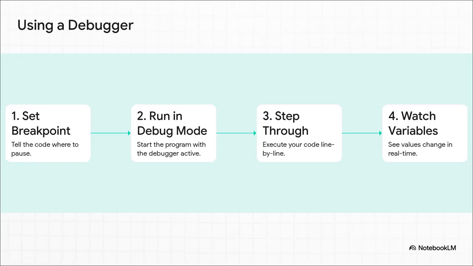First, you set what's called a breakpoint. That's just a little stop sign in your code. Then you run your program in a special debug mode. From there, you can step through your code one single line at a time. You can literally watch every variable change right in front of your eyes. It's like having X-ray vision for your program.